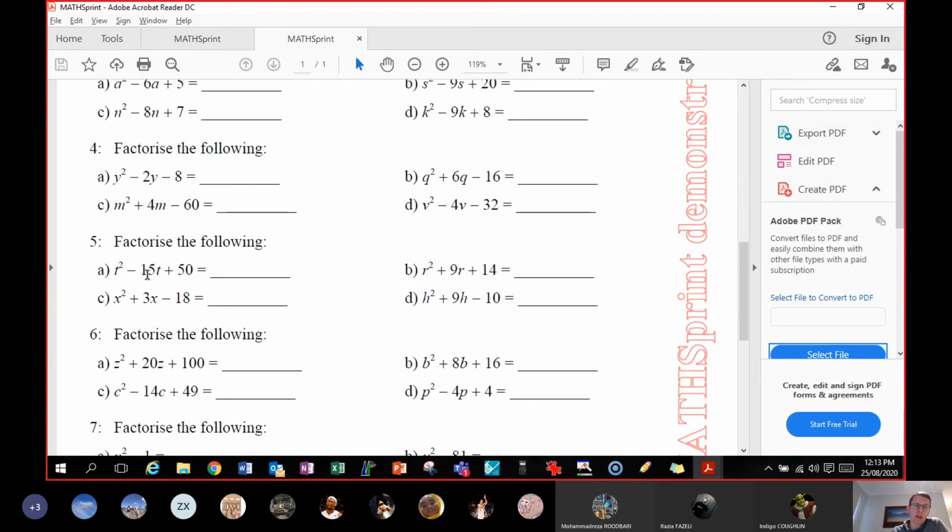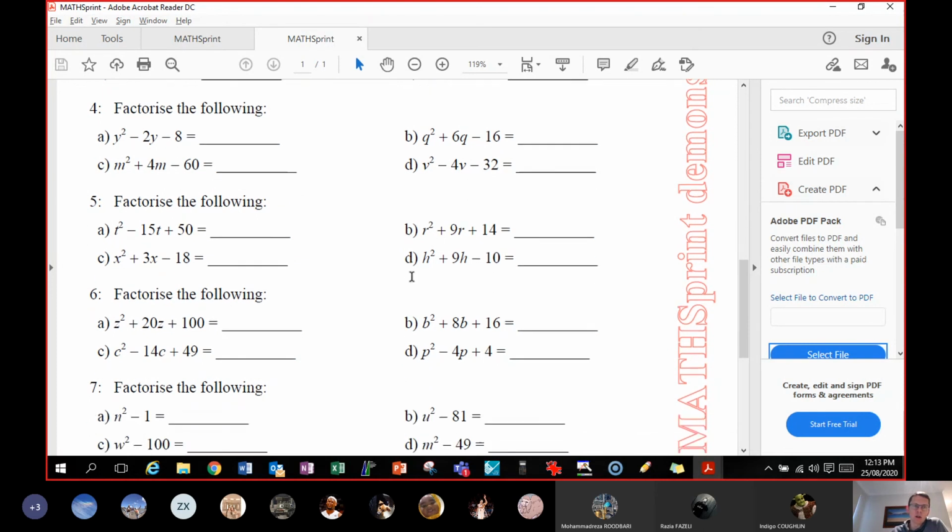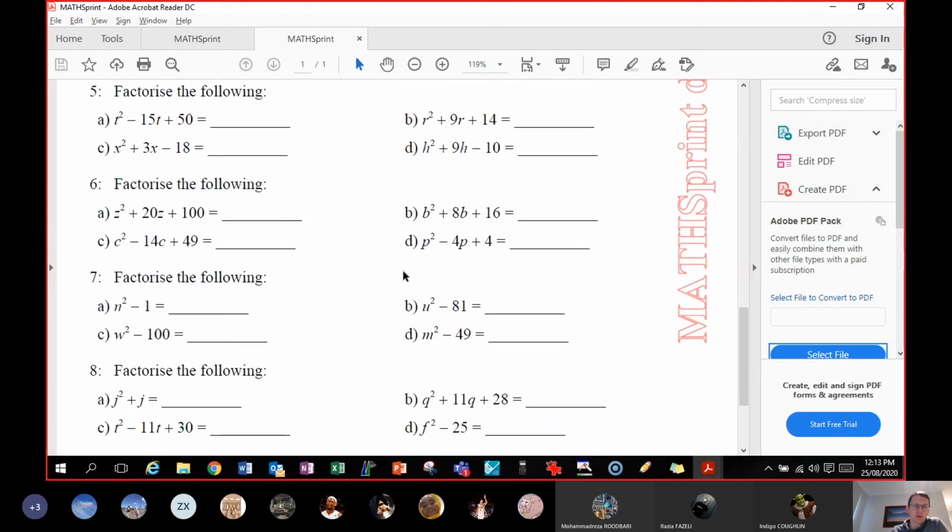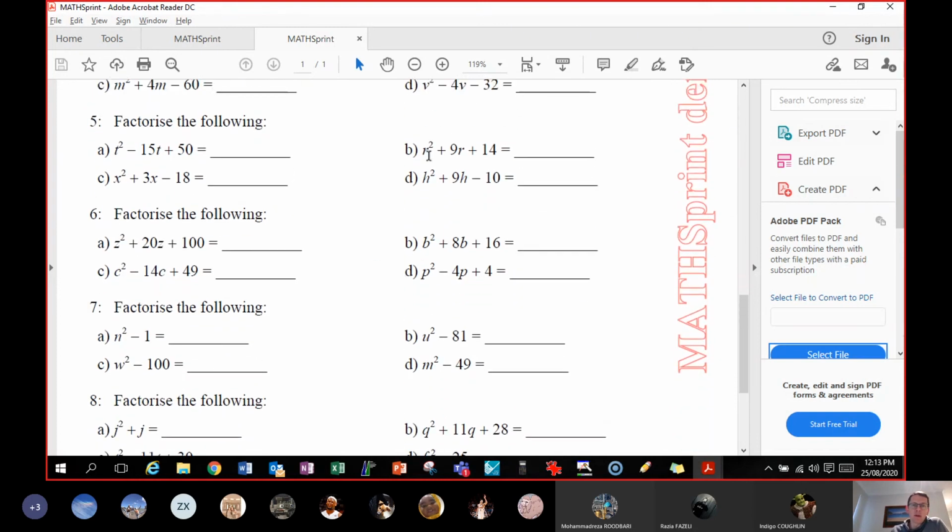Here we're looking at the same, and they need to add together to give me 15. So it's going to be t minus 10, t minus 5. I think this is a worksheet we just went through, wasn't it? Doesn't matter. This is going to be r. We need multiplication of 14, add to give me positive 9. So that would be 7 and 2, r plus 7, r plus 2.